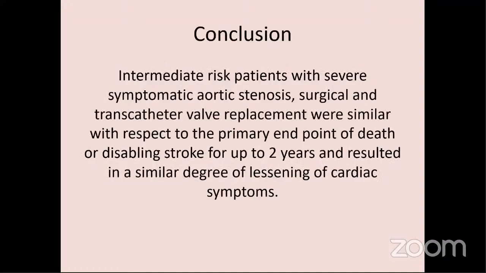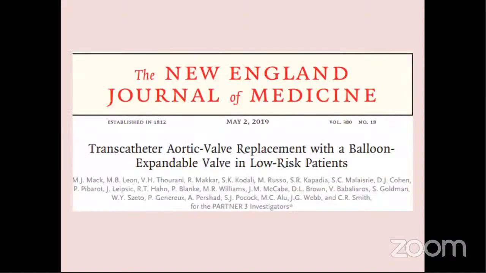So in conclusion, in intermediate risk patients with severe symptomatic aortic stenosis, surgical and transcatheter valve replacement were similar with respect to the primary endpoint of death or disabling stroke for up to 2 years and resulted in a similar degree of lessening of cardiac symptoms. Just hold for now. Don't go for the other one. Do you guys have any questions?